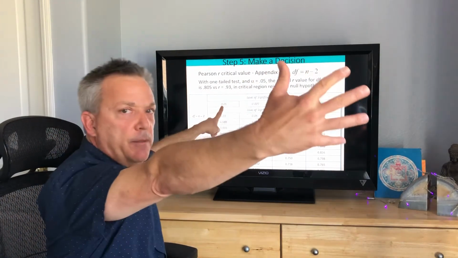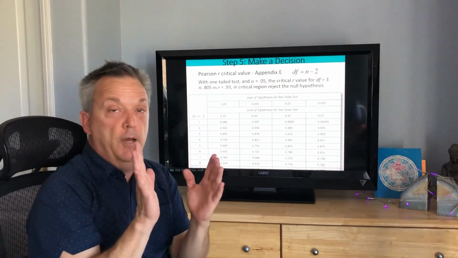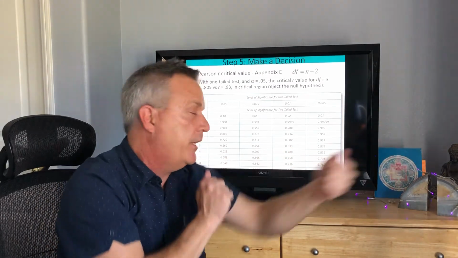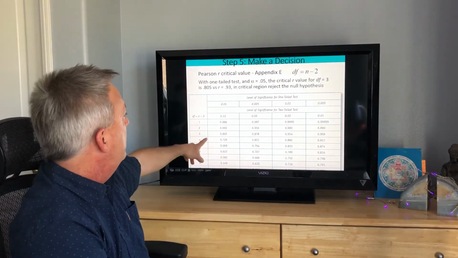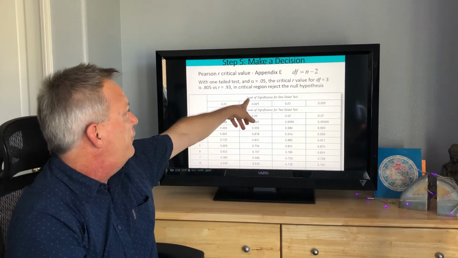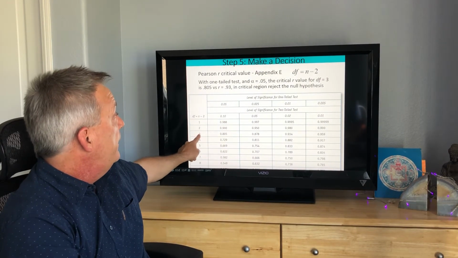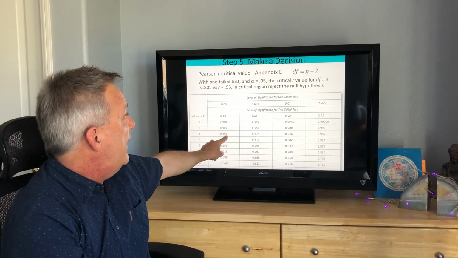We're predicting improvement, right? From number of hours studied. We're predicting improvement, not either way. It can't go either way. That's not our prediction, right? So therefore, the critical value for the degrees of freedom of 3 is 0.805.